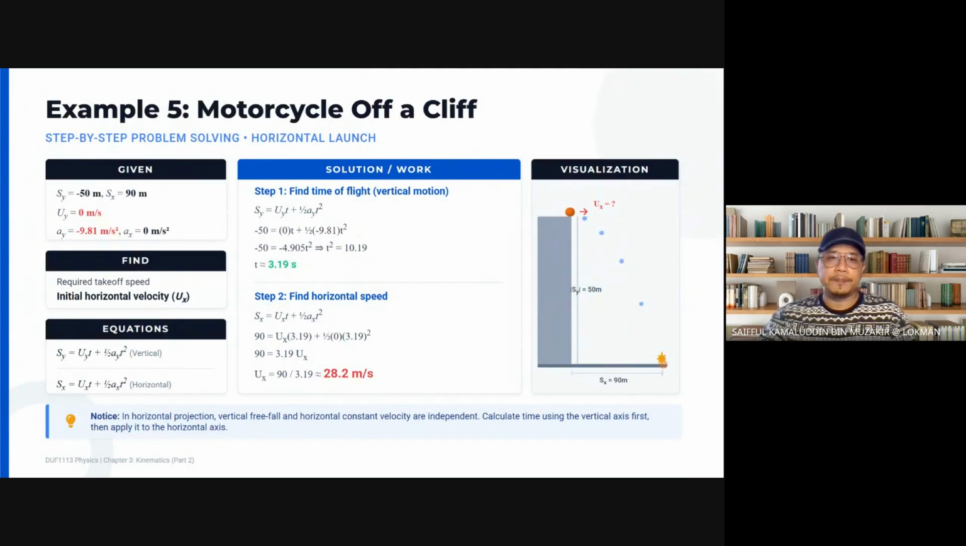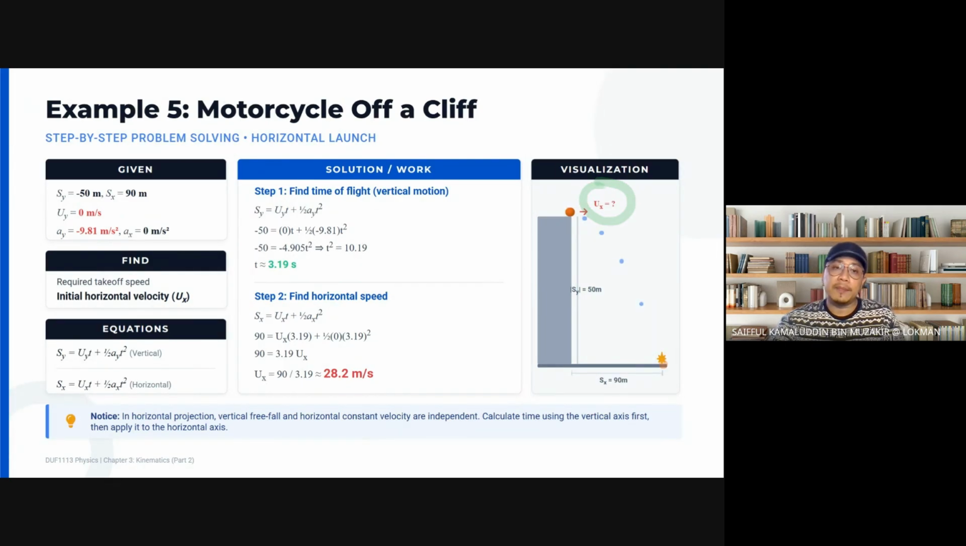Oh yeah, one more thing. I left this out. UY is 0 meters per second. Why? Because the motorcycle moves rightward. The motorcycle only moves rightward. Nobody tried to push or give extra velocity to the motorcycle downward. So UY is 0 meters per second. The only thing that we have here is UX.